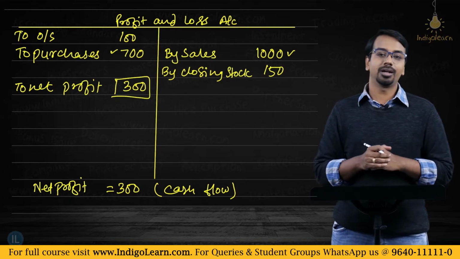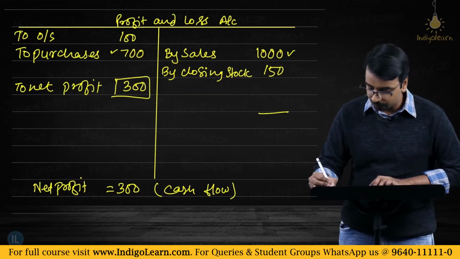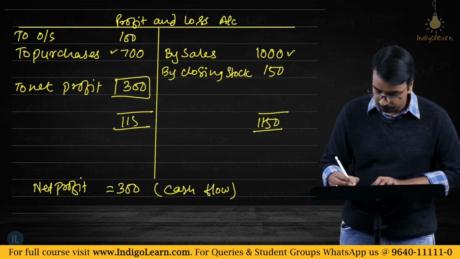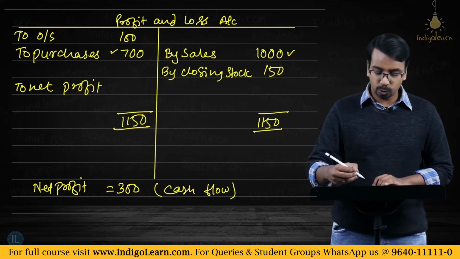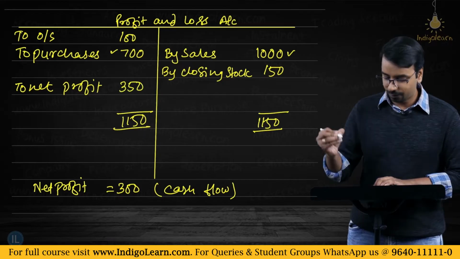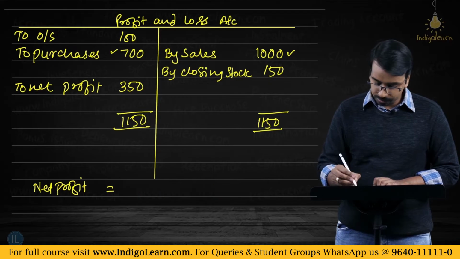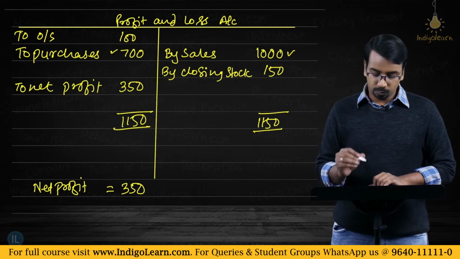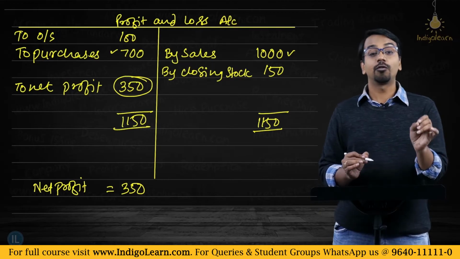Now, will the profit remain 300? The profit will not remain 300. Let us see how much will be the profit. So, 1000 plus 150 will make it 1150 and this side also the total becomes 1150. I no longer will have 300 of profit. My profit will be 1150 minus 700 minus 100. My profit is 350. So, this 300 now becomes 350, right?